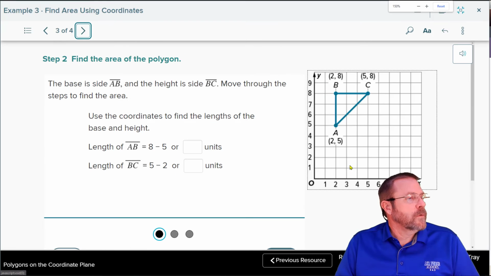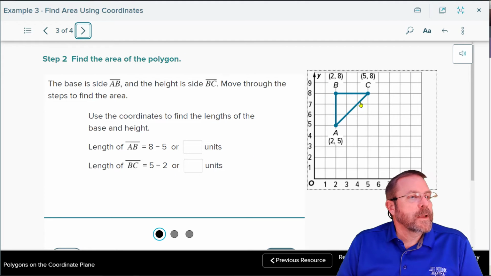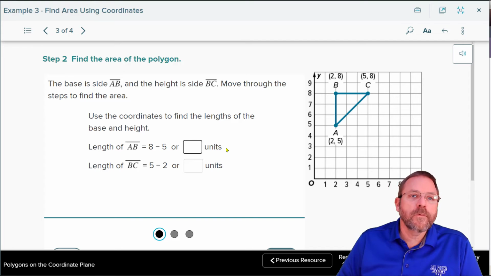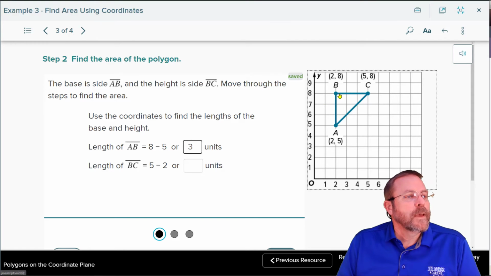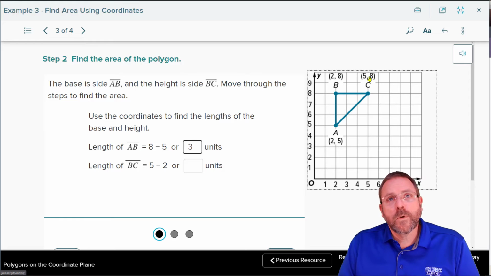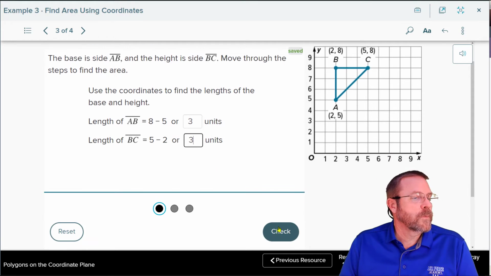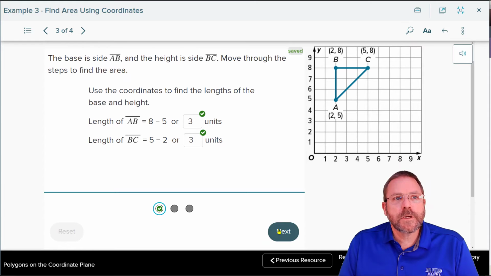So let's zoom in here again. We're going to look at side AB right here, where our A terms or our x terms are the same, so we're going to subtract our y terms. 8 minus 5 is going to equal 3. And then side BC, that's going to end up being our height, because this was our base. So my y terms are the same. We're going to subtract the x terms. 5 minus 2 is 3 as well. Check that. That part checks.